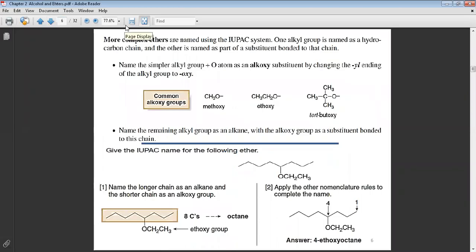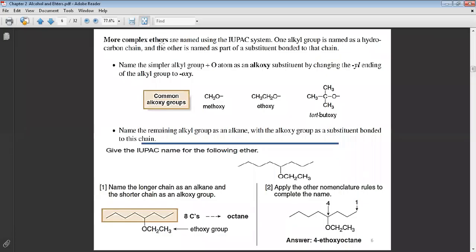More complex ethers, with bigger structures, are named using the IUPAC system. One alkyl group is named as the hydrocarbon chain. That means one of the alkyl groups will be the main, the parent chain. The big one will be the parent chain.